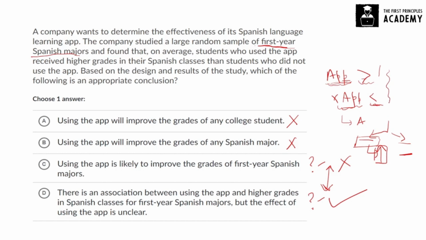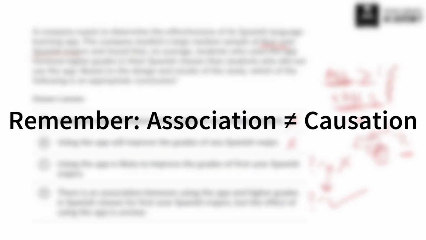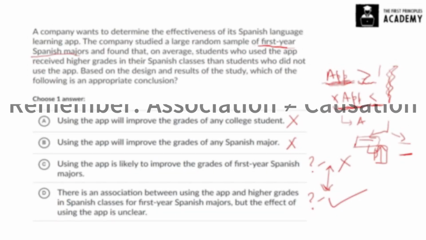This could very well be self-selection or bias, that those who were already doing well chose to use the app because they could learn more and their grades were anyway going to be better than those who just ignored it because they were not liking the course, not doing well on the course and not likely to do well. So the correct answer is D, where the association is established but not causation.